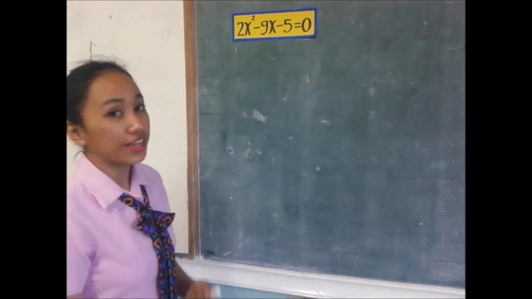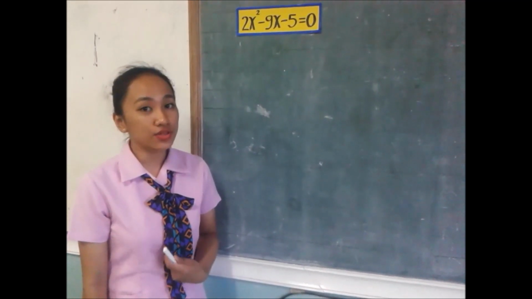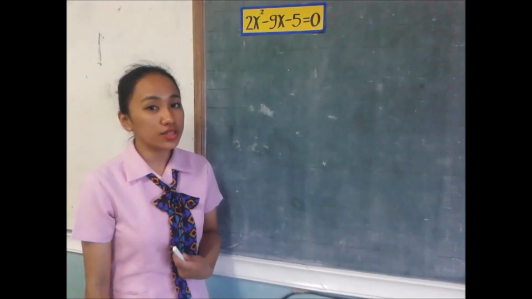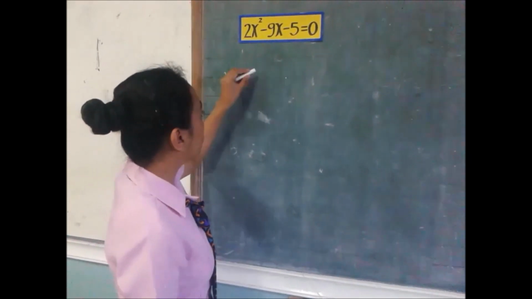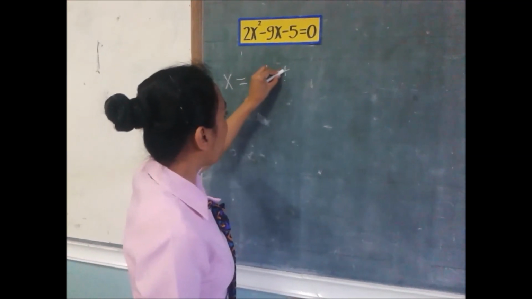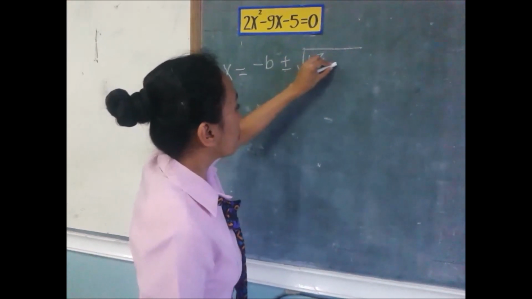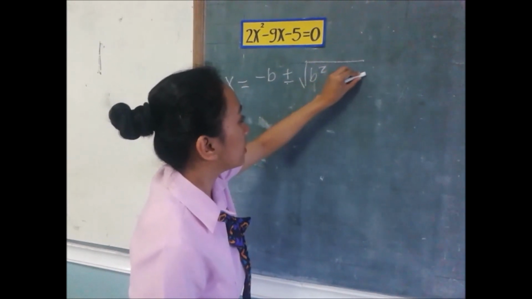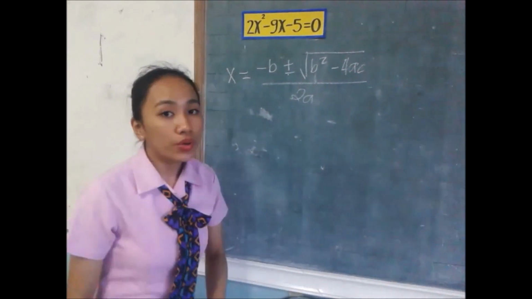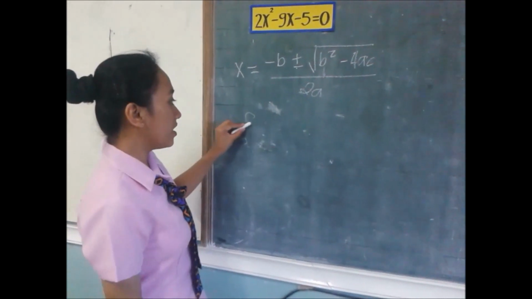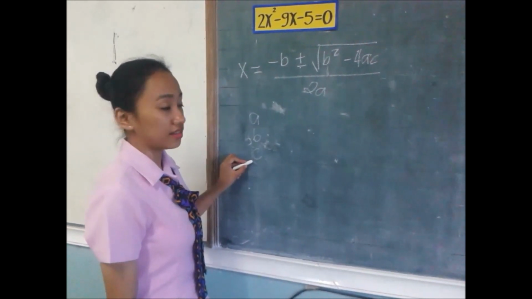Another equation here is 2x squared minus 9x minus 5 is equal to 0. Since we will use the quadratic formula, which is x is equal to negative b plus minus square root of b squared minus 4ac all over 2a, we will now get the values of a, b, and c, which is the constant.